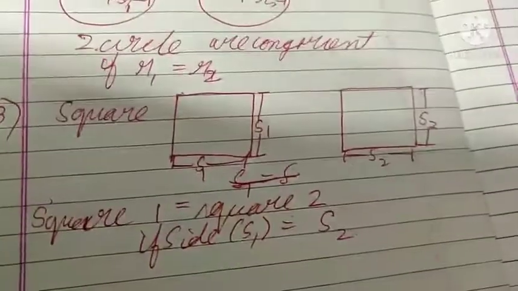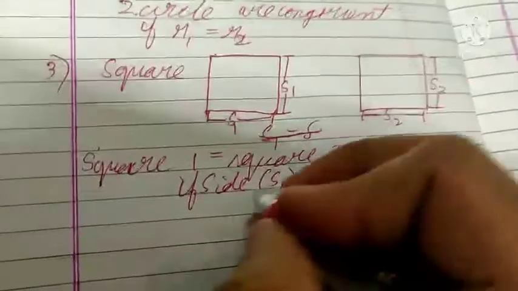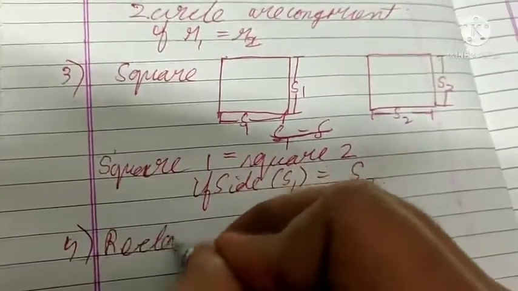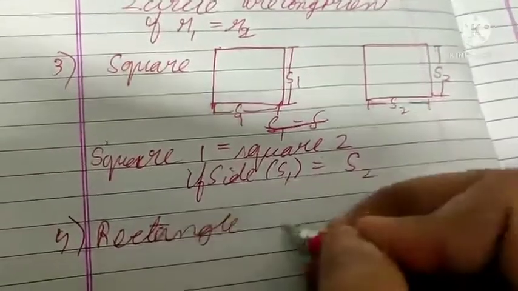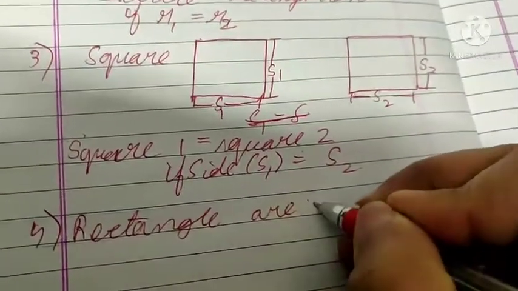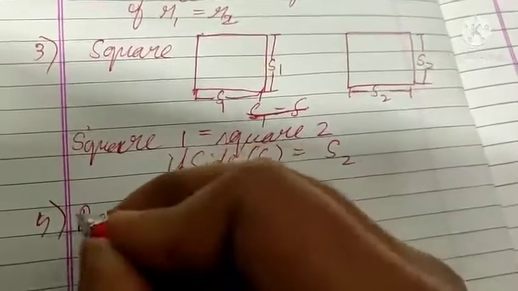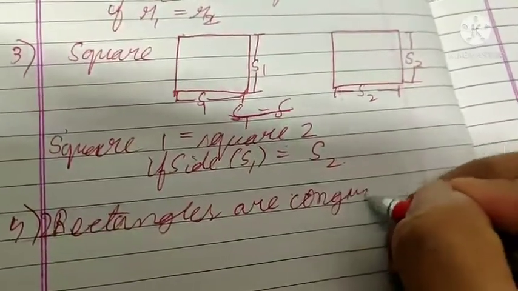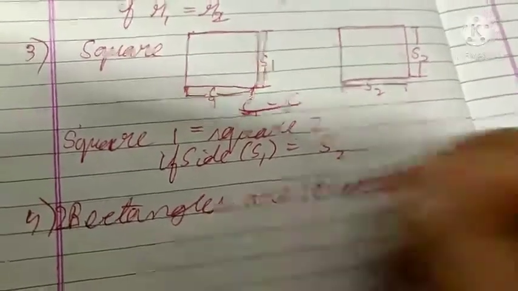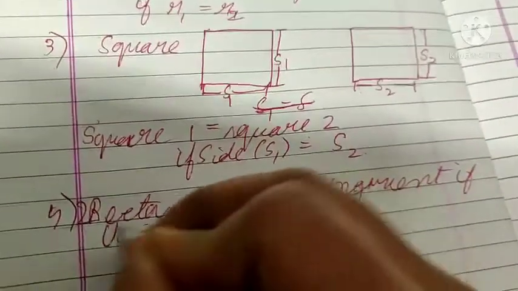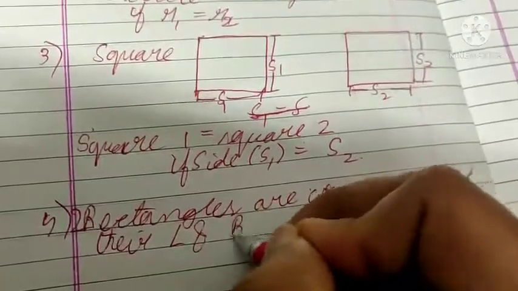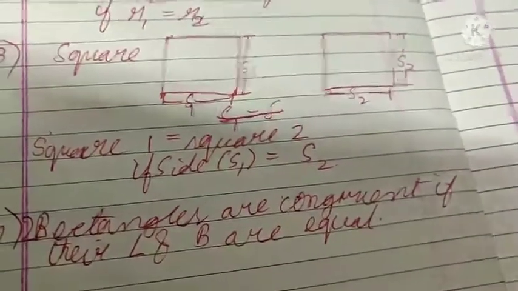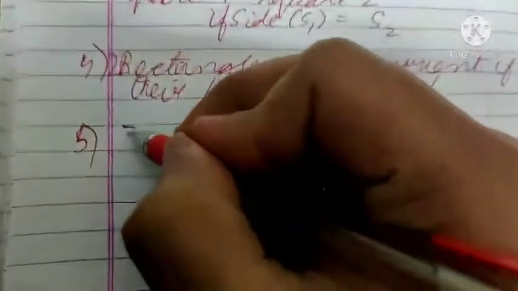If we talk of a rectangle, its length and breadth should be equal. Two rectangles are congruent if their length and breadth are equal. Okay, and then last is the triangle.